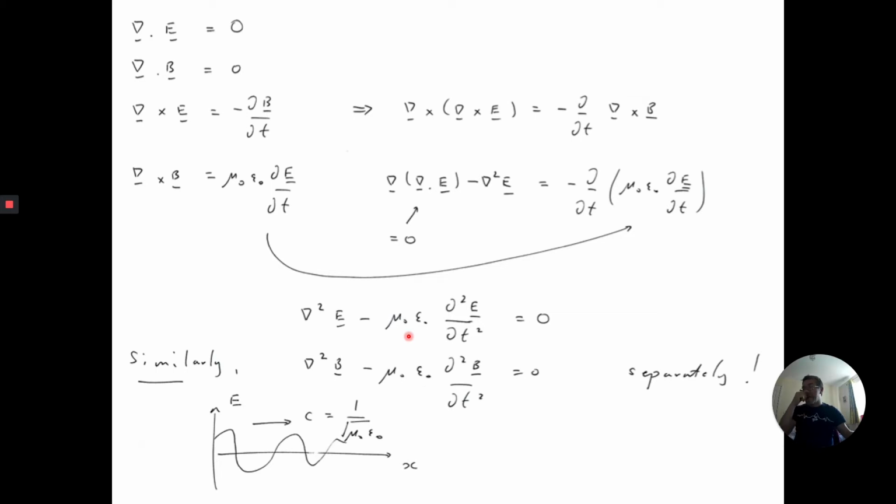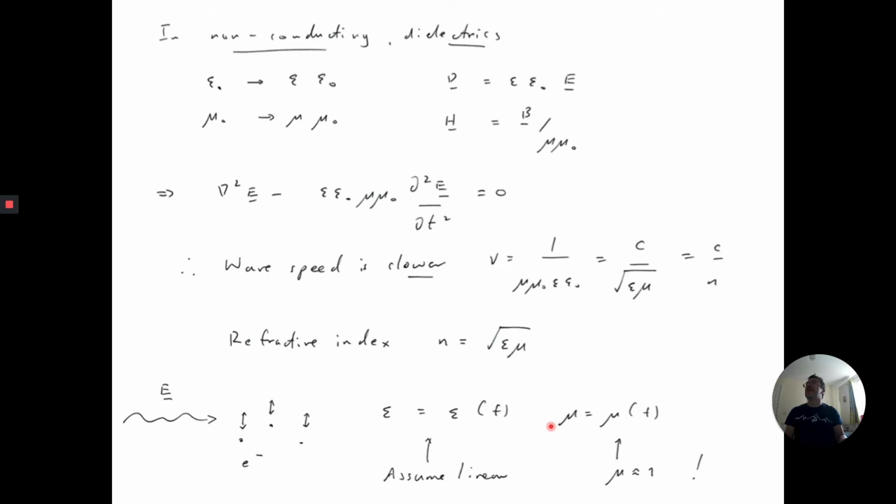I'll leave it as an exercise for you to find the equivalent equation for the magnetic field. This can also be obtained through a similar procedure to what we've just done for the electric field. And we can see that the electric field and the magnetic field separately must satisfy these two wave equations. We haven't yet coupled them together, but we will do shortly.